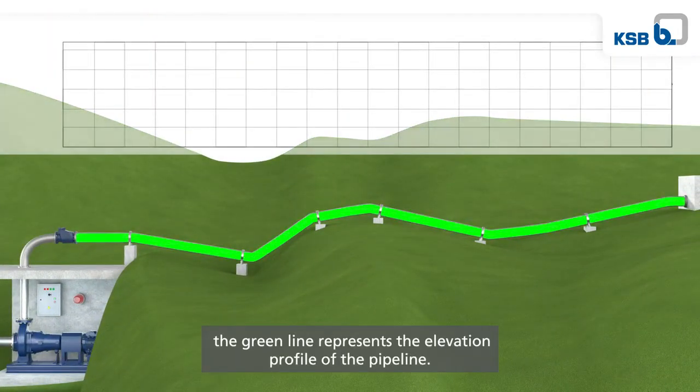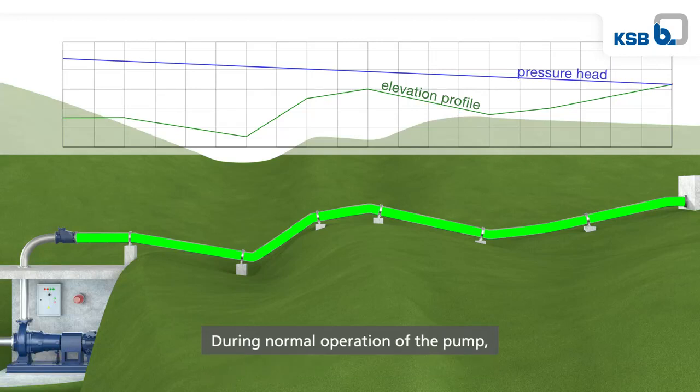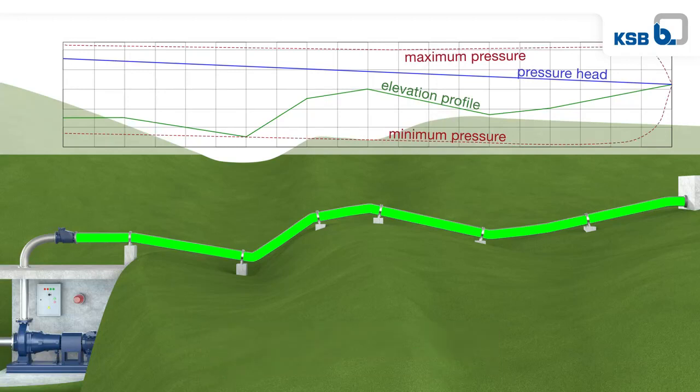In this diagram, the green line represents the elevation profile of the pipeline. The absolute pressure is shown as pressure head curve. During normal operation of the pump, this curve falls slightly over the entire pipeline profile. The red lines are the envelope curves and represent the maximum and minimum pressures occurring over the entire period.